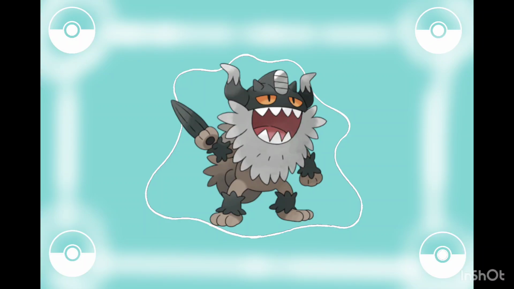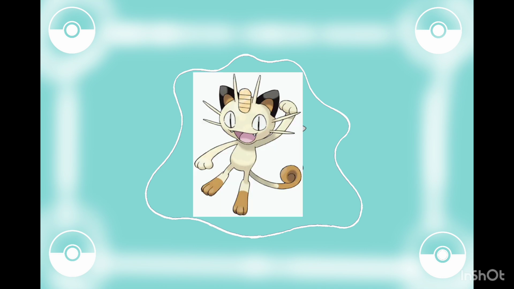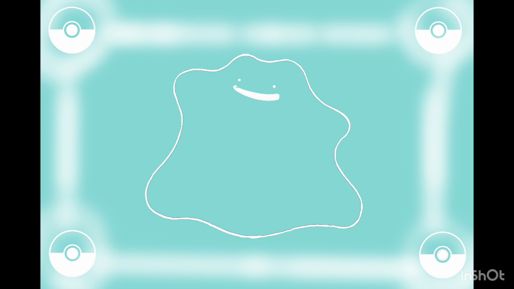Regional evolutions. They're pretty cool to a lot of people, including myself. So that begs the question, what if regional variants weren't regional variants? What do I mean by that? You'll just have to stick around to find out. And by that I mean you're gonna have to stick around 20 minutes.